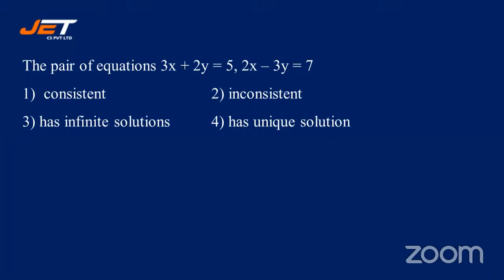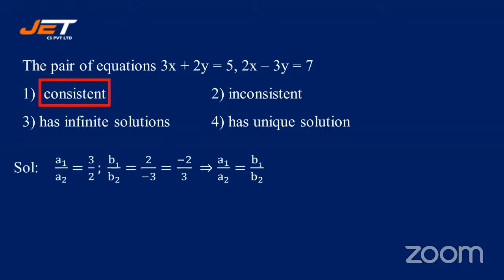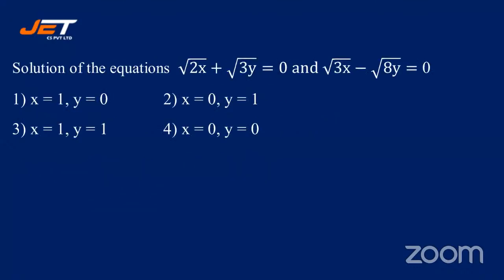All right. So let's see how many are giving me the right answers. Students, we need to be swift enough because we are in shortage of time. It is consistent because we are able to prove a1 by a2 is not equal to b1 by b2. All right, see the next question. Solution of the equation root 2x plus root 2y is equal to 0 and root 3x minus root 8y is equal to 0.